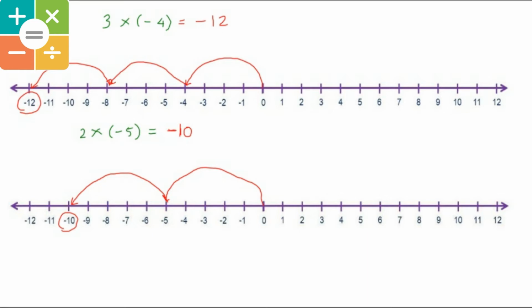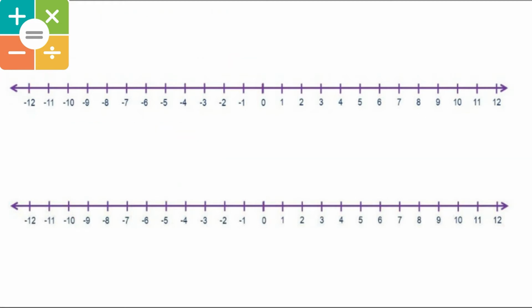Let us take next example now. Minus 2 multiplied by 3. We can take this as 3 times minus 2. So let us start with 0 from the center of the number line, and let us see where we reach.